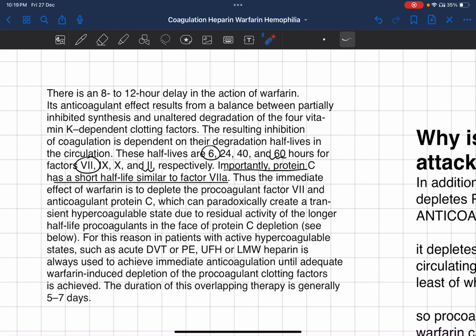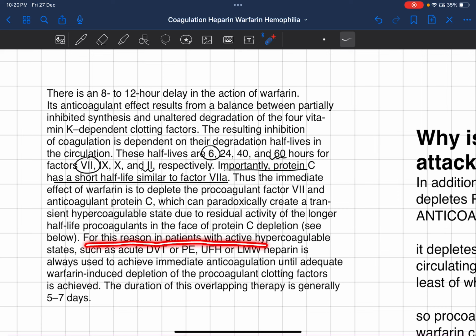So, if protein C is going away before factor 7, before all the procoagulants go away, anticoagulant is going away. So, if the anticoagulant protein C goes away first, you will have a short procoagulant period. Once factor 7, then 9, then 10, then 2 are depleted, then you will have anticoagulant, obviously. So, this initial procoagulant state is there in warfarin use.